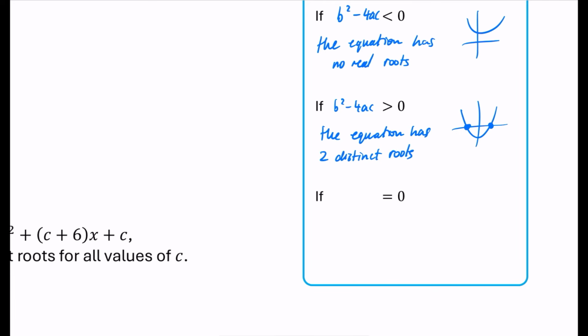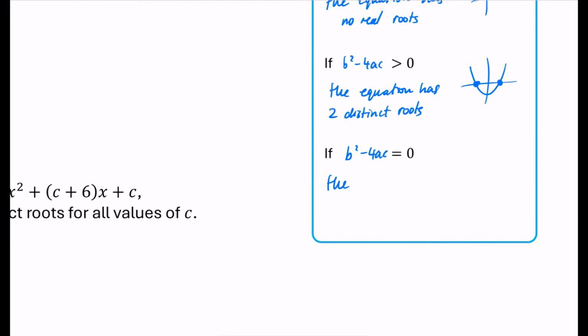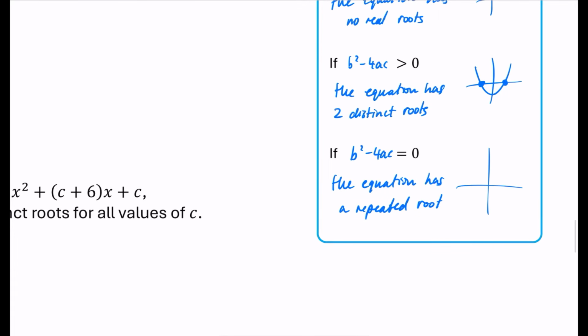Here are the roots, here and here. And if b squared minus 4ac is exactly equal to 0, then the equation has something that we call a repeated root. The equation has a repeated root. And I'd hope you know what this is going to look like on a graph. I might need to use the power of GoodNotes to have it just touching it in one single place. A repeated root is where it just sort of skims the axis as a tangent.